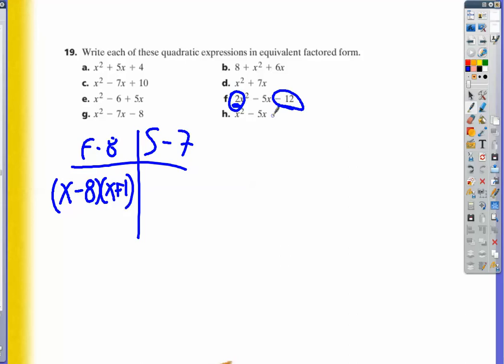Finally, for the last one, first things first, look for a greatest common monomial, and there's x. So x squared divided by x is x, negative 5x divided by x is negative 5. And there I have it.